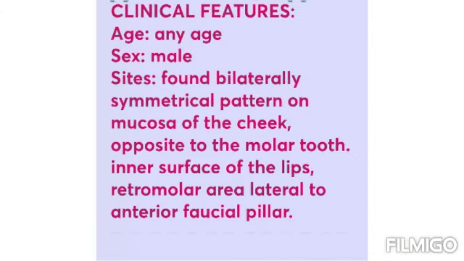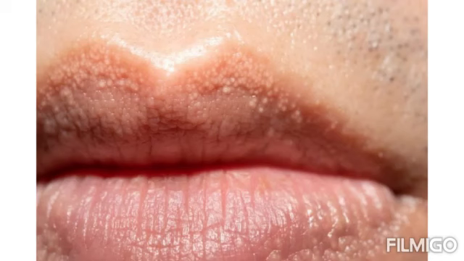Next, moving on to clinical features. Age: it occurs at any age. Sex: mainly it affects males. Site: it is most commonly found bilaterally in a symmetrical pattern on the mucosa of the cheek, opposite to the molar teeth. This is the important point. It is also present on the lips. This picture shows Fordyce's granules present on the lips.